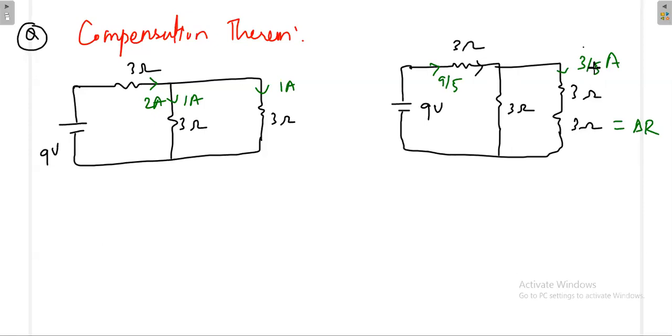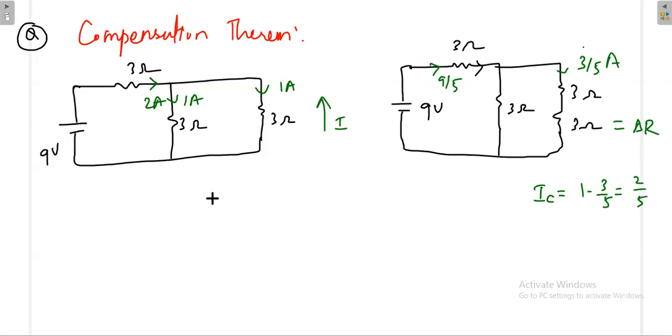Okay, now the new current is 3 by 5 ohm. But what is the reduction in the current? I am interested in the reduction in the current. The reduction in the current IC is equal to 1 minus 3 by 5, that is 2 by 5. And again, the direction is upward. The IC will flow upward actually.